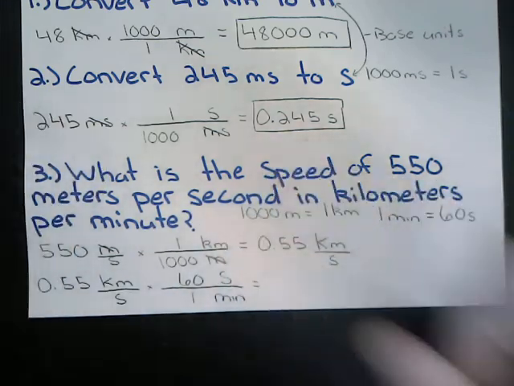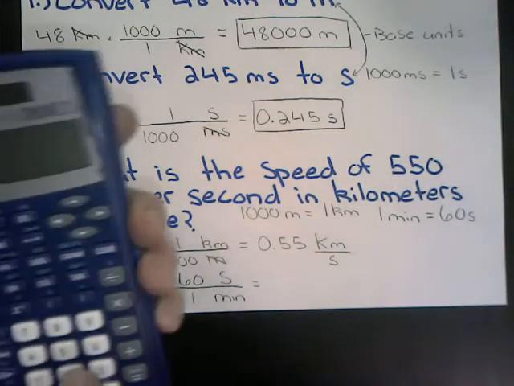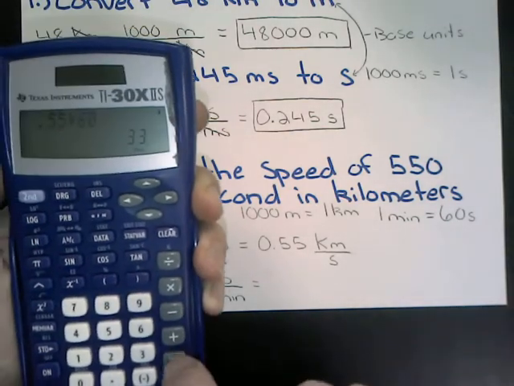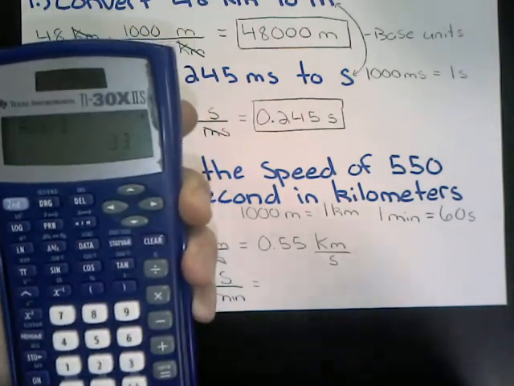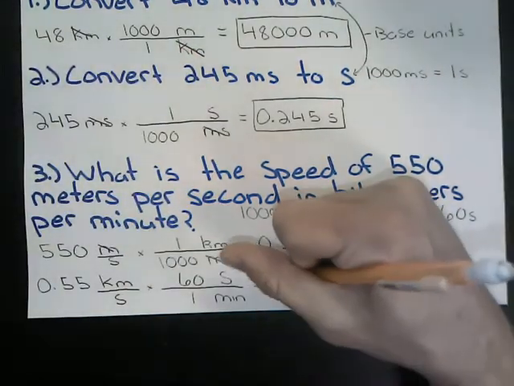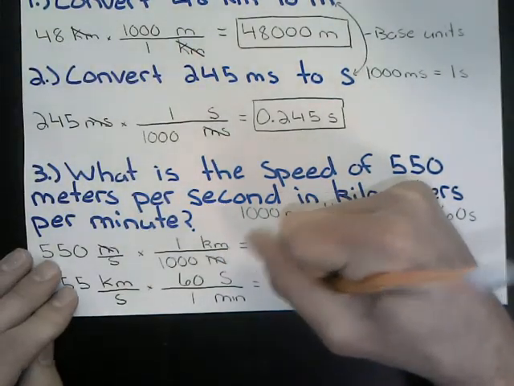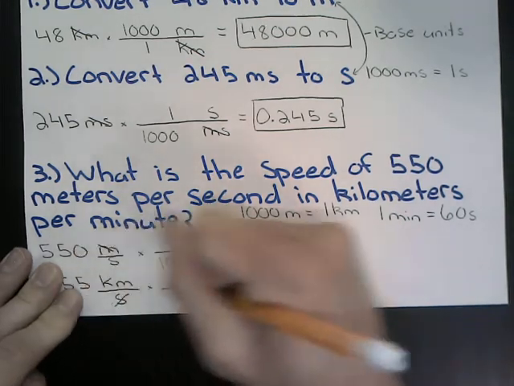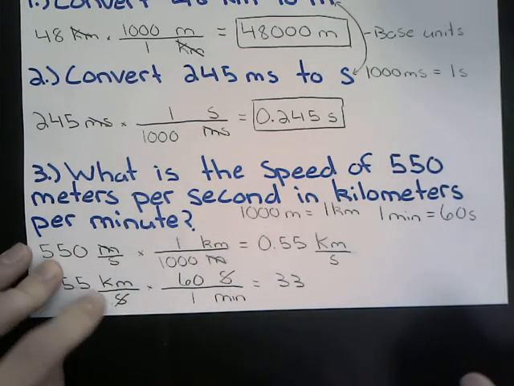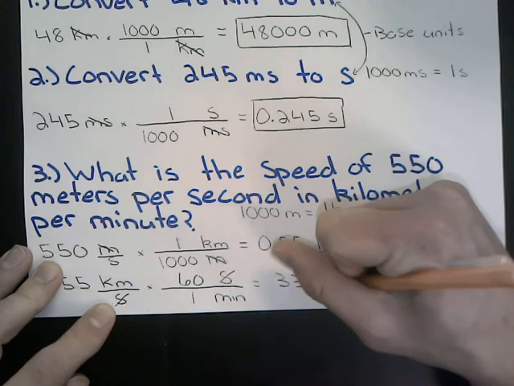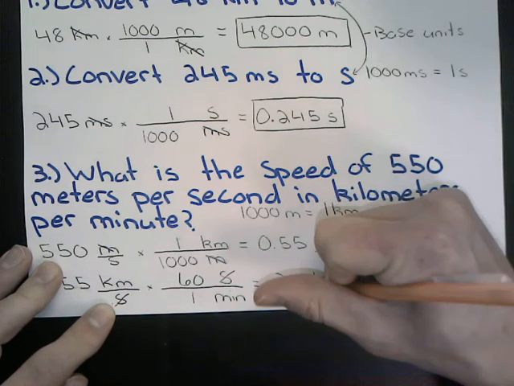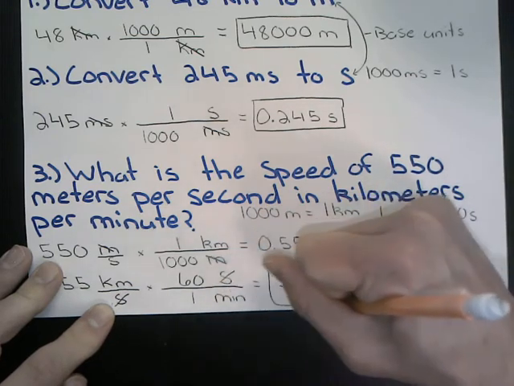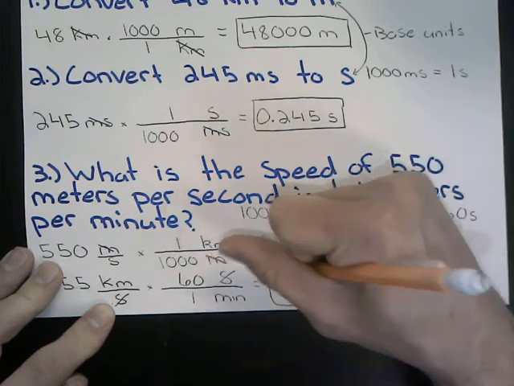Okay, so now what I'm going to do here is take 0.55 times 60, and divide it by 1. And I get 33. Now we can talk about units. Again, diagonal units cancel out, so our units for seconds would cancel out, and we would be left with 33 kilometers per minute. So that's how we would do a two-step conversion.